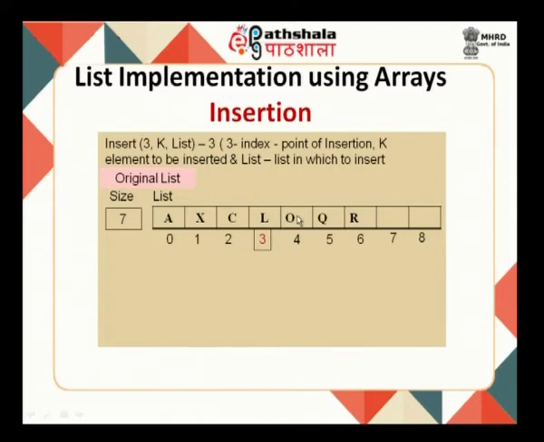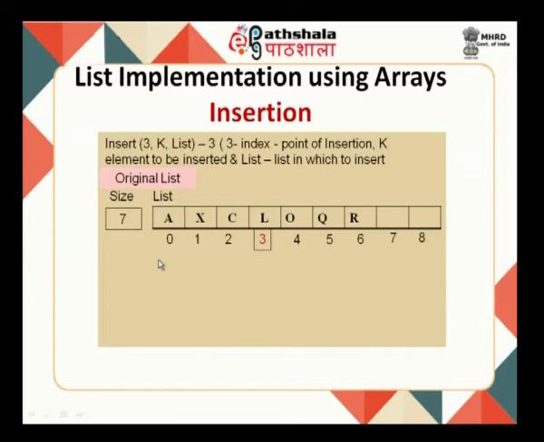Now, this is not an ordered list, this is an unordered list. So, we are defining where to add by telling the position at which you want to add, which is 3. Okay. So, that is the fourth element or the third position. So, this is the original list.